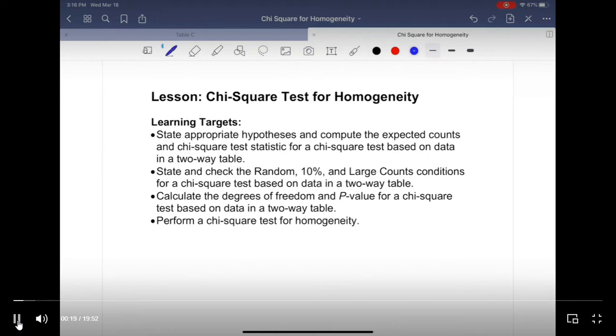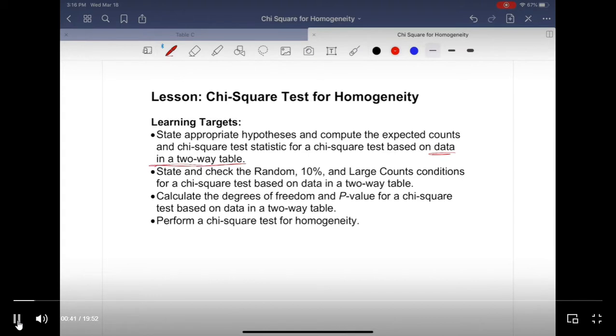The first is to state appropriate hypotheses, and then to calculate expected counts, and then the chi-square statistic from there. What's different about this type of test is that we are working off of a two-way table, so from data in a two-way table, versus with chi-square goodness of fit, we were just looking at a single distribution.